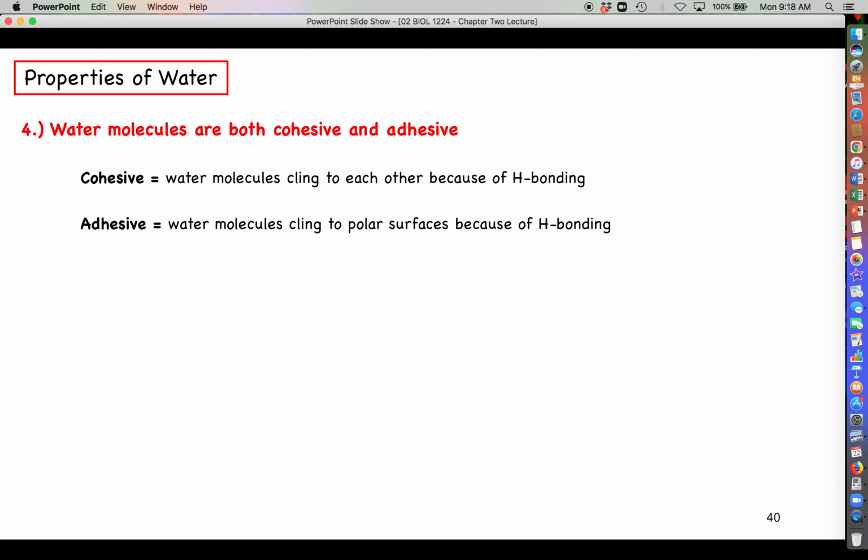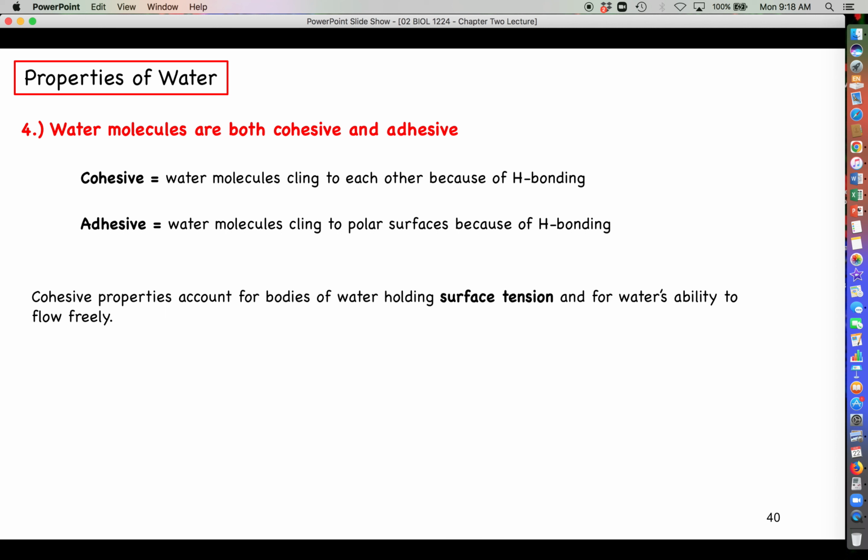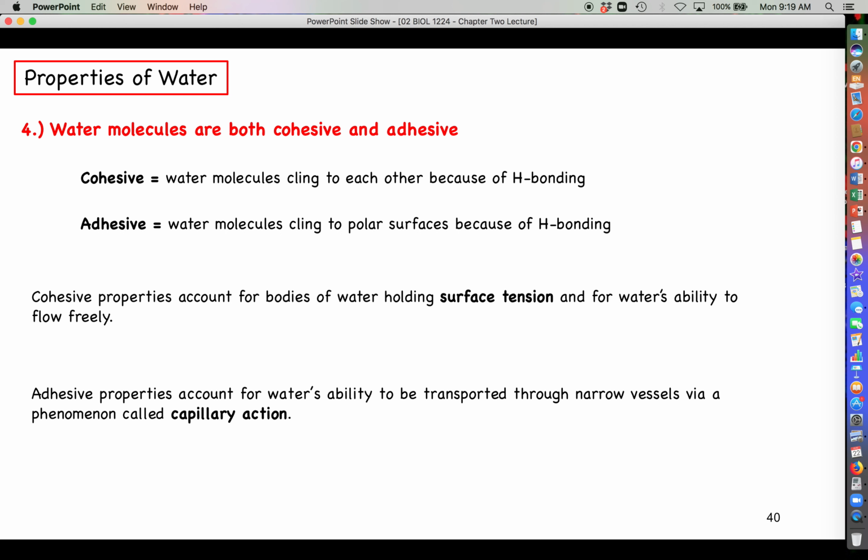Well, water is also adhesive, and in this regard, it means that water molecules also will cling to surfaces if those surfaces have polar properties. So water molecules will not only cling to each other, but they will cling to flat surfaces if those surfaces are polar. In both cases, this is because of hydrogen bonding. So this actually brings up some important points. The cohesive properties of water account for a body of water or the ocean holding something called surface tension, and they also account for water's ability to flow freely. We will address surface tension on the next slide because I've got a good picture that illustrates that pretty well.